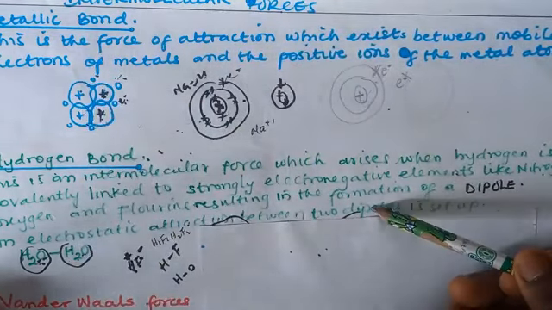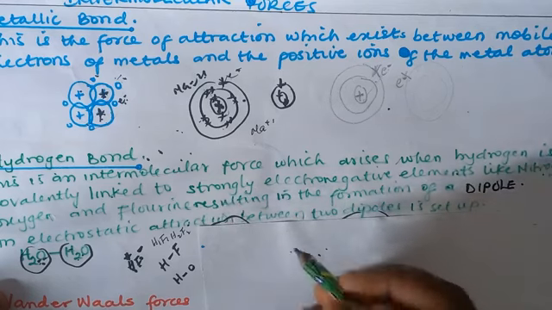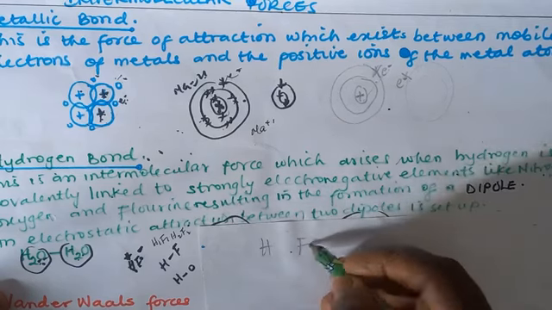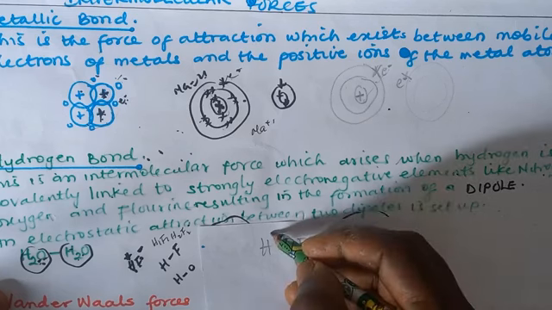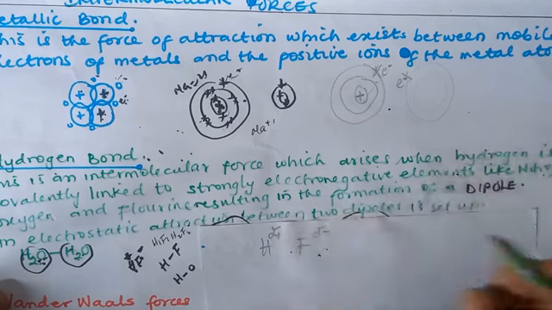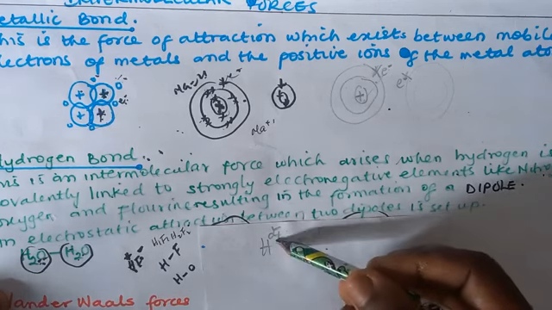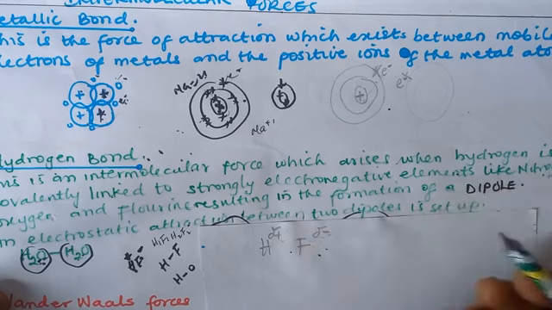Another one is hydrogen bonding. Hydrogen bonding is an intermolecular force which arises anytime hydrogen is covalently linked to a strongly electronegative element. Examples of electronegative elements that are very strong are nitrogen, oxygen, fluorine. Now, what happens is that between hydrogen and fluorine, for instance, a dipole will be formed. That is, hydrogen is positive, fluorine is negative. So a 2-pole dipole will be formed, and then an electrostatic attraction will be created between the positive pole and negative pole, resulting in hydrogen bonding.